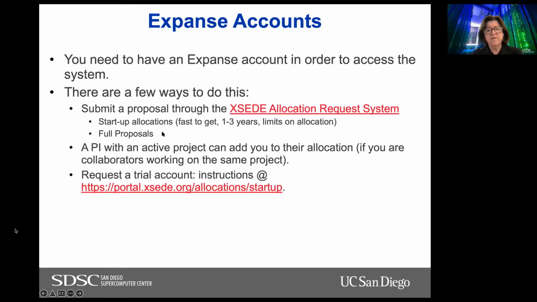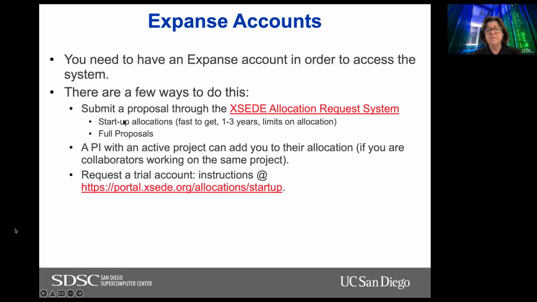So you need to have an account. You either have somebody who's a PI with an active project, they add you to their project, or you can submit your own proposal. There's a couple different kinds of proposals. You can get a startup allocation or submit a full proposal.